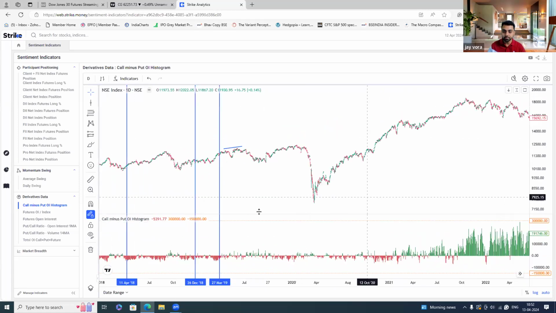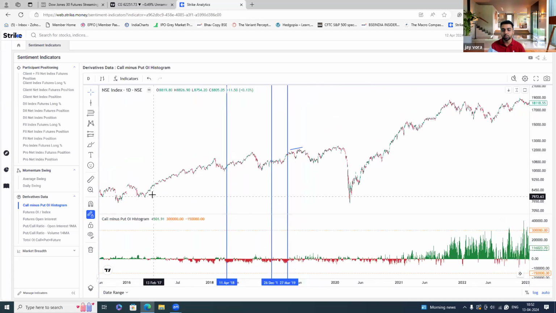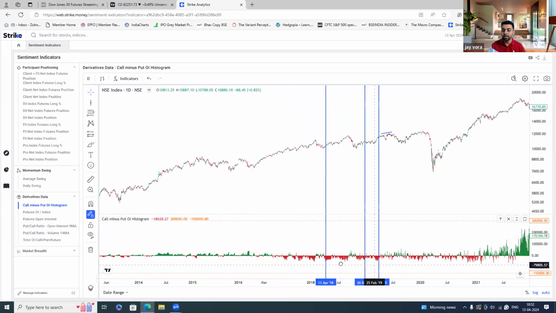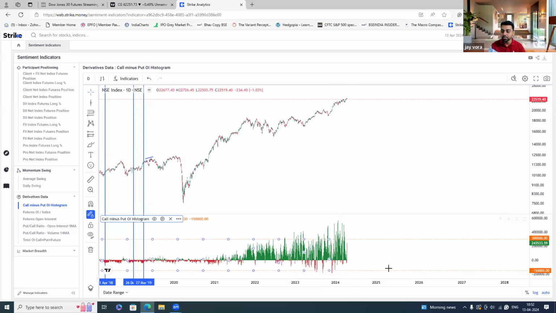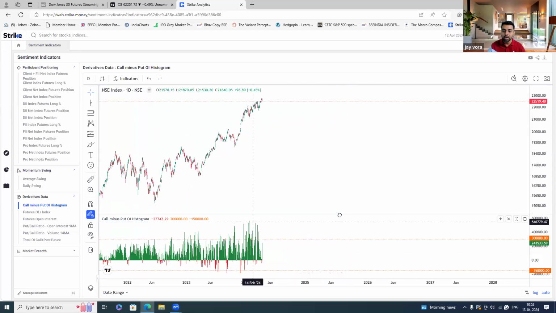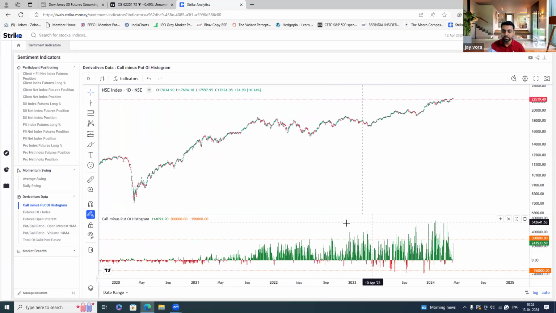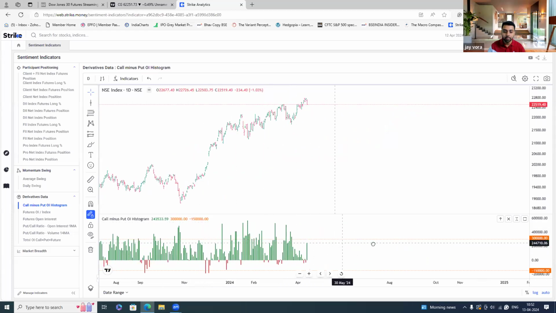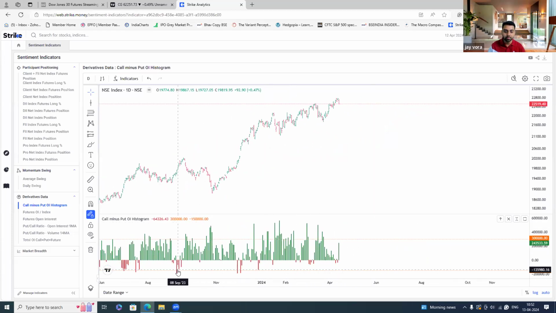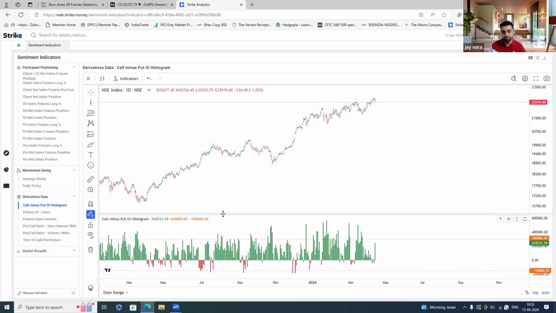But when we were in this phase, put writing used to be a lot, and for put writing also there was a level that we had found out, which was somewhere around this point. So here you can see that whenever the put writing is very high, a short term top can occur, somewhere over here. In fact it was only 2-3 days after this point.